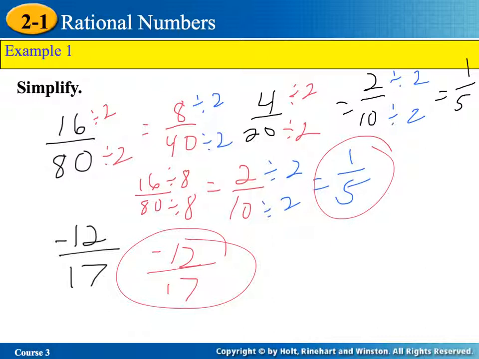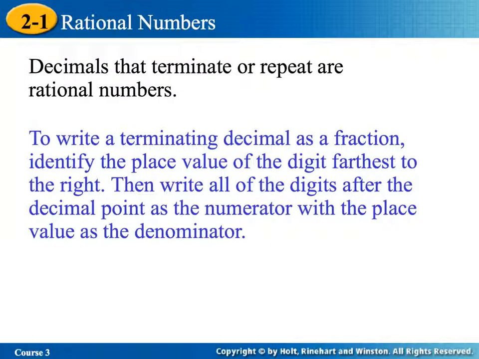All right. Next one. Decimals that terminate or repeat are rational numbers. So if there's a decimal, something like 1/3, 1/3 repeats. It's equal to 0.333333, a lot of threes. That keeps repeating. Because it repeats, it is a rational number.